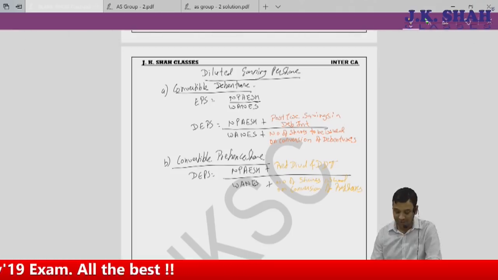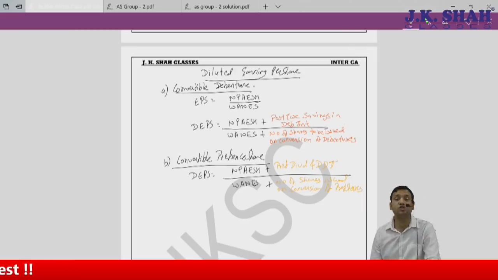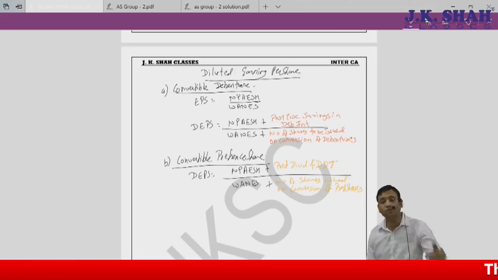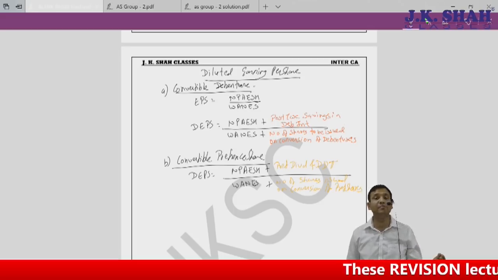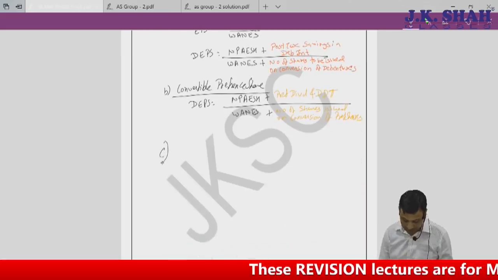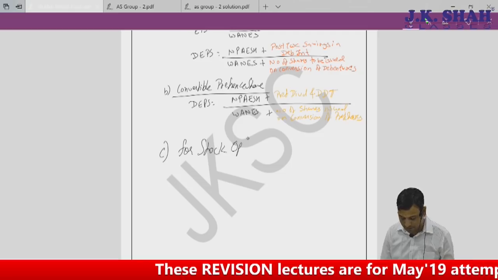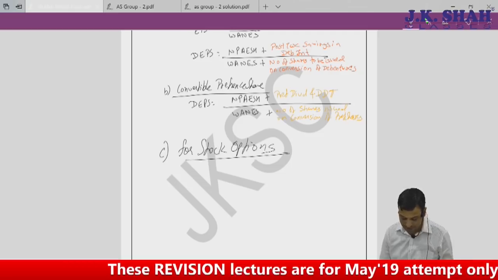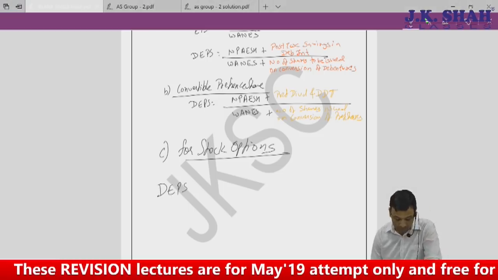Then we go on to the last kind of potential dilutive shares, which is options, stock options. You have given options to your employees that you can buy our shares, and now when they buy their shares, they will not buy at market price, they will buy at a price which is lower than the market price. Now if it is lower than the market price, what is to be done for stock options?